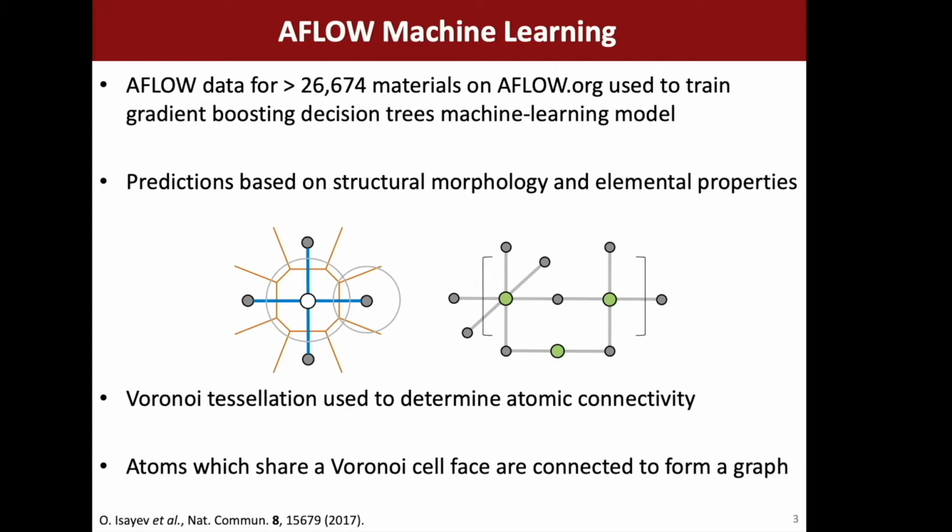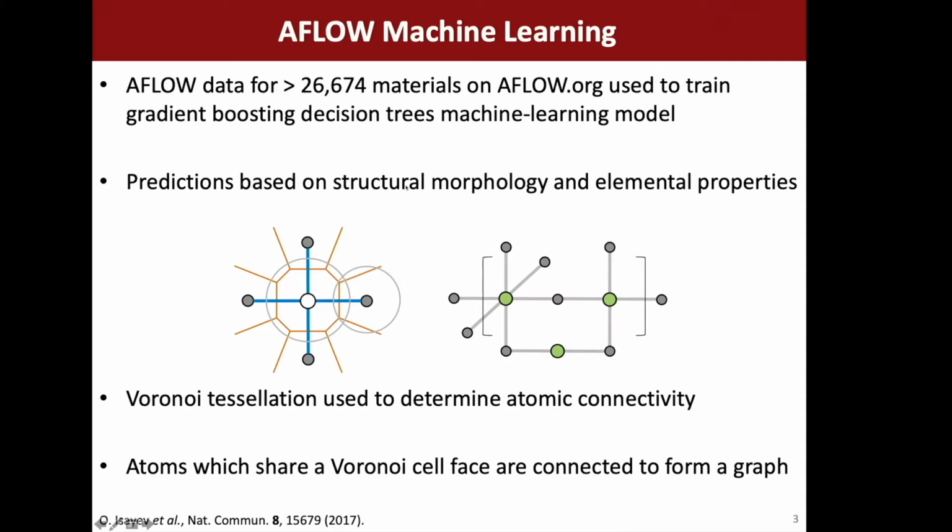But first of all, what we did was, at the time, we had something like 26,674 unique materials in the ICSD part of the AFLOW database. This is the one where we're focusing on materials properties rather than on whether or not the materials exist. So these are materials that are already known to exist. And we use the data for these materials on aflow.org to train a gradient boosting decision trees machine learning model. So the predictions are based on structural morphology and on elemental properties.